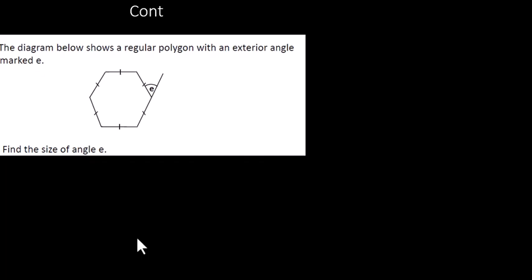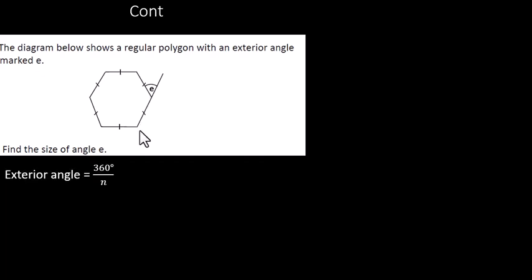Question 2 says the diagram below shows a regular polygon with an exterior angle marked E. Find the size of E. In this particular case, we are told to find the exterior angle. We know that when we add the interior angle and the exterior angle, it's supposed to give us 180, since this is a straight line.